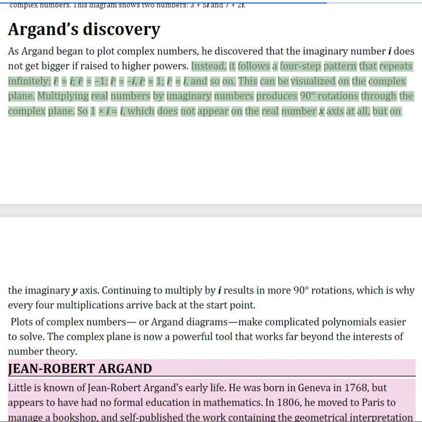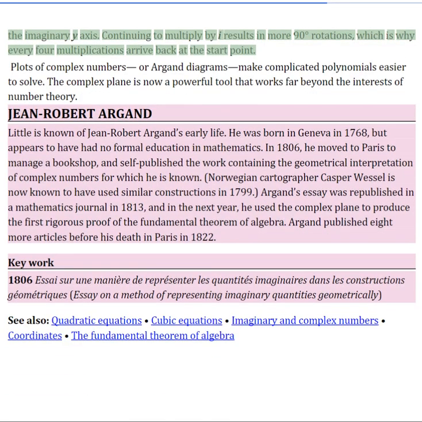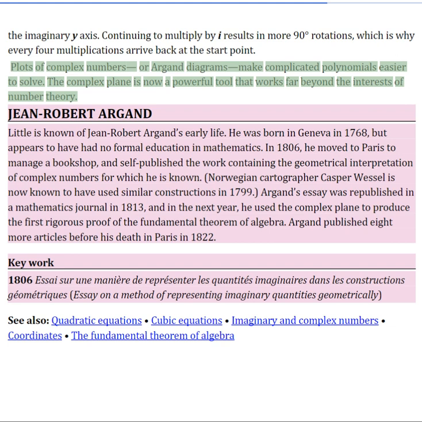Multiplying real numbers by imaginary numbers produces 90 degree rotations through the complex plane. So 1 times i equals i, which does not appear on the real number x-axis at all, but on the imaginary y-axis. Continuing to multiply by i results in more 90 degree rotations, which is why every 4 multiplications arrive back at the start point. Plots of complex numbers, or Argand diagrams, make complicated polynomials easier to solve. The complex plane is now a powerful tool that works far beyond the interests of number theory.